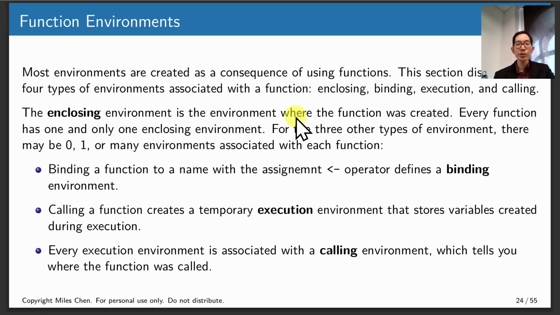There are four types of environments associated with a function. We have the enclosing environment, the binding environment, the execution environment, and the calling environment. The enclosing environment is the environment where the function is created. Every function has one and only one enclosing environment. As far as the other three types, you can have 0, 1, or possibly multiple. A binding environment binds a function to a name, using the assignment operator. So the name where the reference to the function exists is the binding environment.